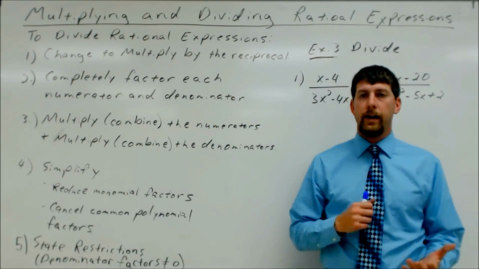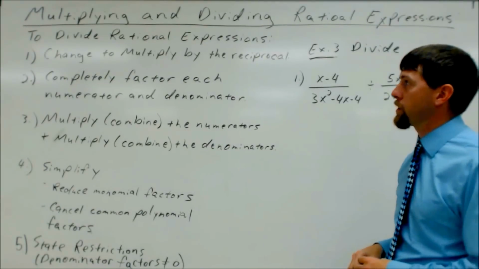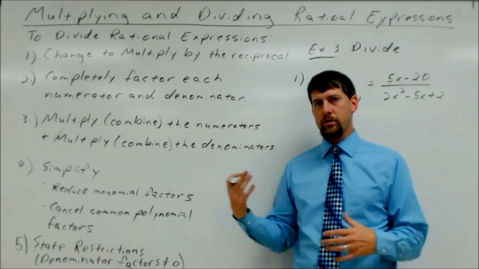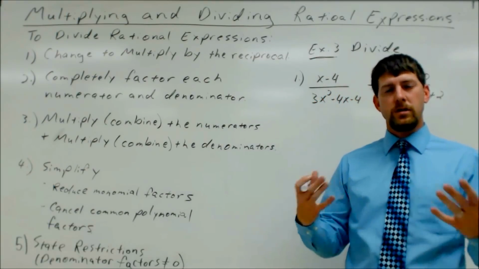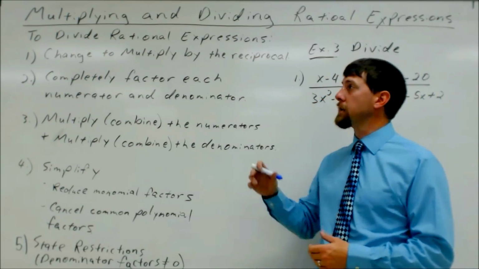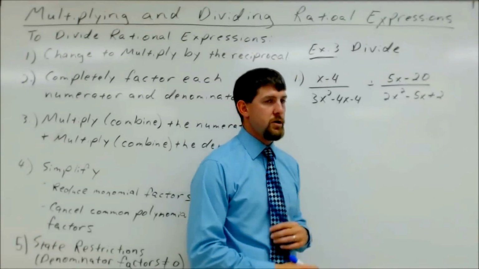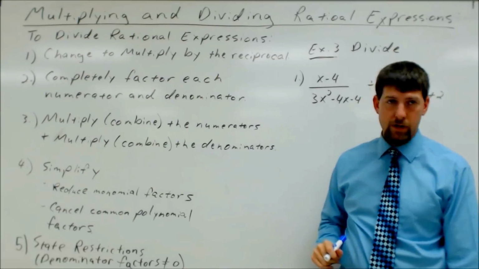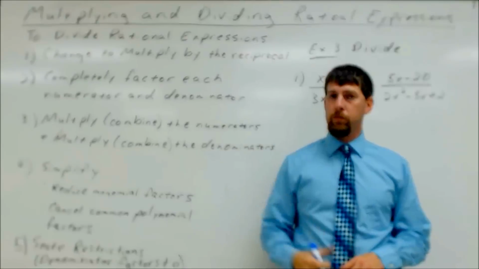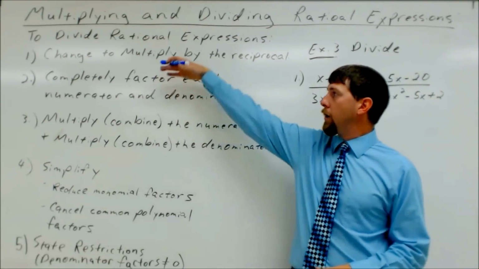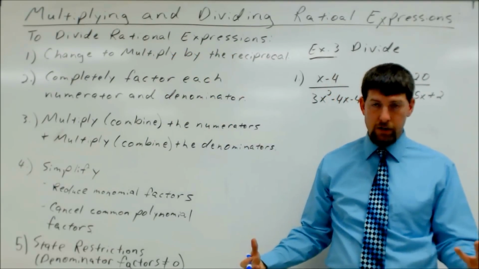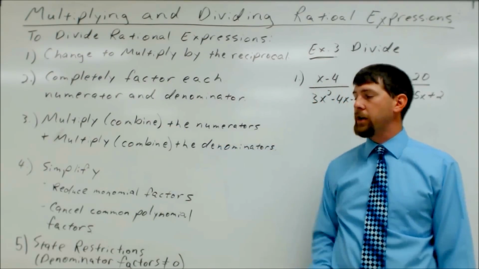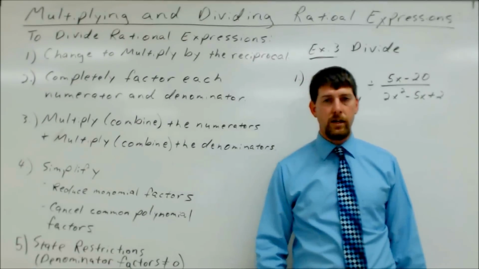Okay, now we're going to look at how to divide rational expressions. We know that when we divide fractions, we use this idea: change it to multiply by the reciprocal. It's the same thing with rational expressions. Anytime I see division with rational expressions, my first step is always to change it to multiplying by the reciprocal. So we don't divide by a fraction, we multiply by the reciprocal of that fraction. Once it's a multiplication problem, completely factor each numerator and denominator, put the numerators together, put the denominators together, simplify, and state restrictions.